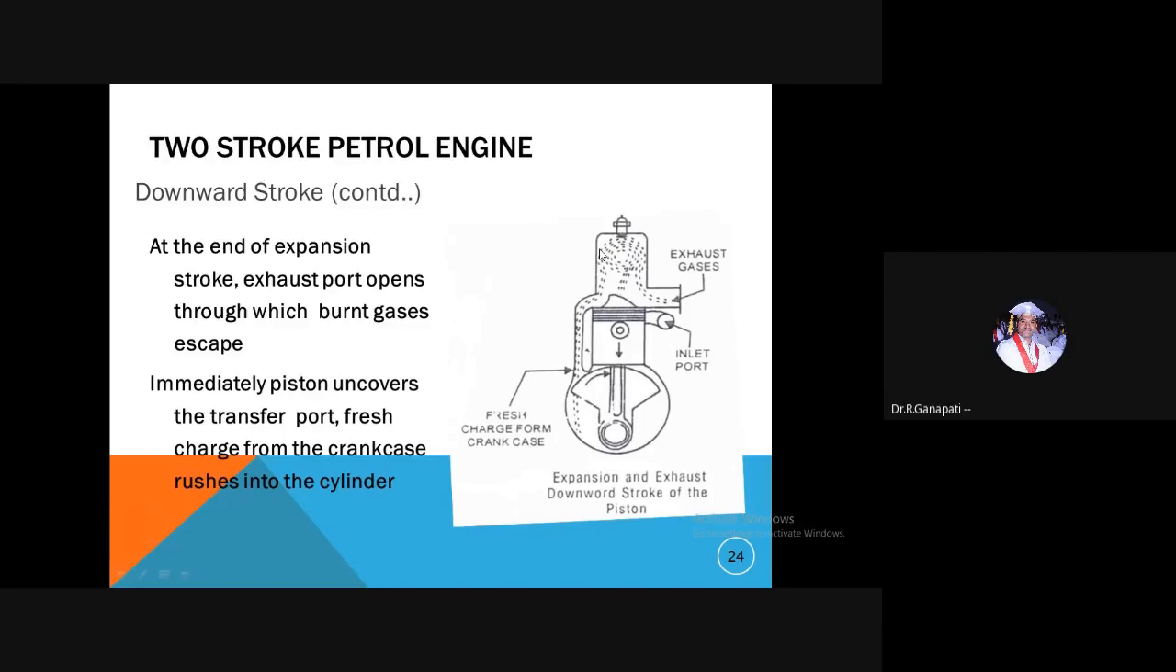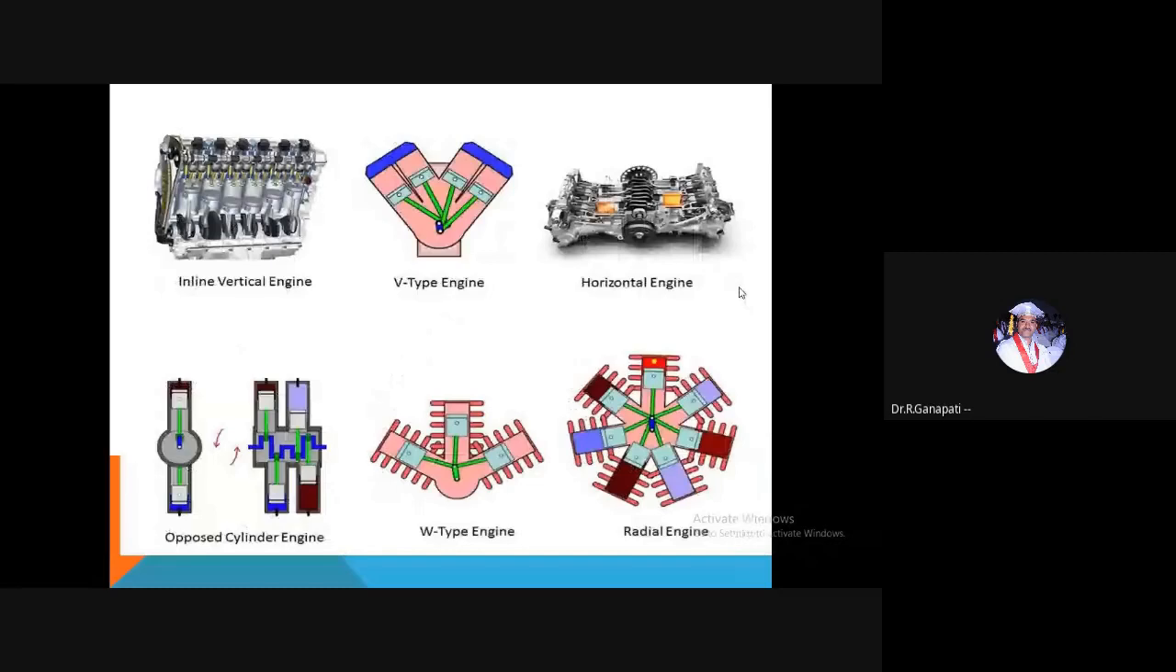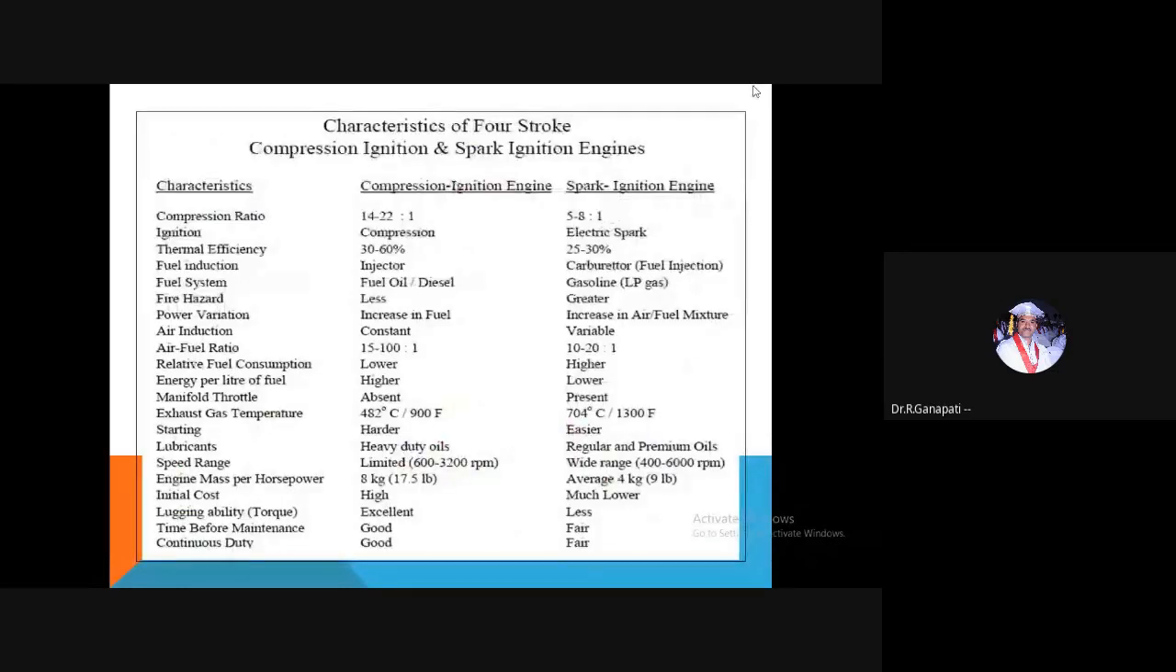And these are some comparisons between the CI and the SI engines. Okay, so we go one by one. All of you know the compression ratio for diesel engines is nearly 14 to 22, and for spark ignition engines nearly 5 to 10, or maybe 6 to 10.